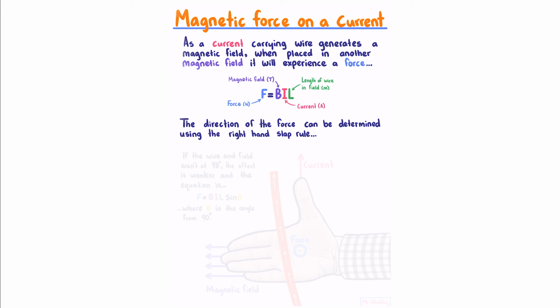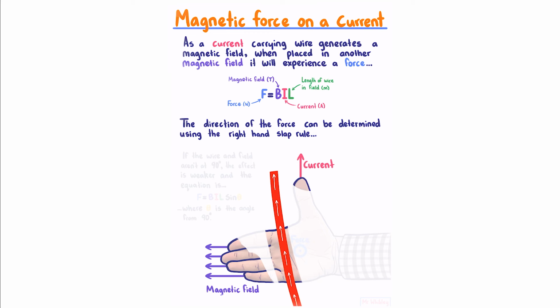So if we have a magnetic field pointing towards the left, and we have a wire carrying a current upwards, we point our fingers in the direction of the magnetic field, our thumb in the direction of the current, and our palm is going to point in the direction of the resulting force.